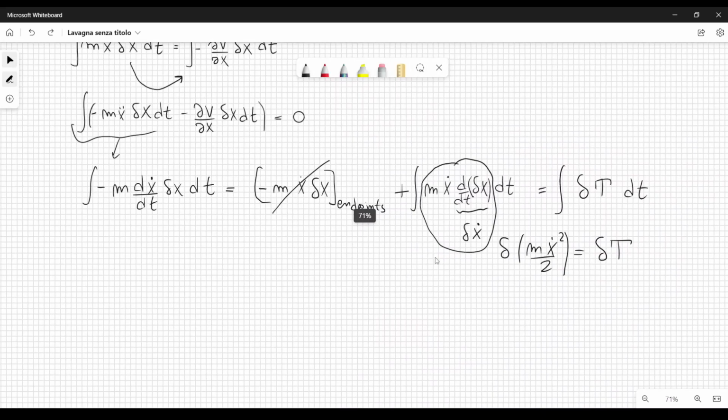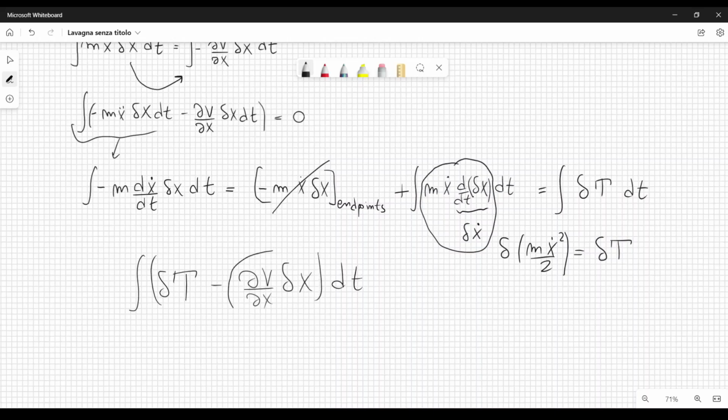This T here is the kinetic energy, whereas this dt is just time. So all in all, we can rewrite, if we insert this variation here, the integral of the variation of the kinetic energy minus, here we have dV over dx variation of x dt, but this second term here can be simply written as the variation of the potential energy. The potential energy only depends on the position. We are considering, for simplicity, just a conservative system.